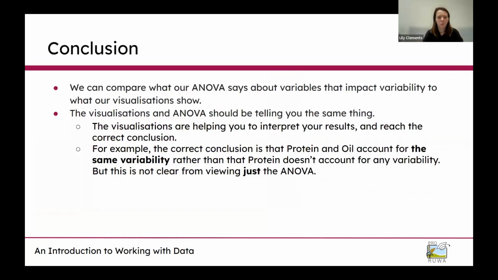So overall, we can compare what our ANOVA says about variables that impact variability to what our visualizations show. The visualizations and ANOVA should be telling you the same thing. The visualizations are there to help you interpret your results and reach the correct conclusion. For example, the correct conclusion with protein and oil is that protein and oil account for the same variability, more or less, in yield, rather than that protein doesn't account for any variability. This is not clear from viewing just the ANOVA.